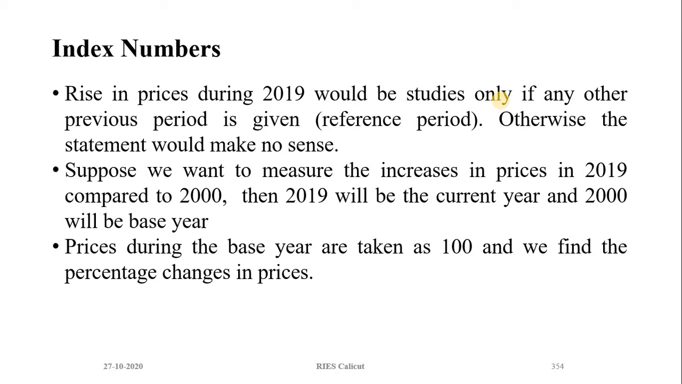So here we want to measure the increase in the price in 2019 compared to 2000. This 2019 is the current year and 2000 is the base year. In index numbers, what we usually do is consider the base year, the reference period, as 100, or we assign the value 100 to the base year. A base year value will always be taken as 100.